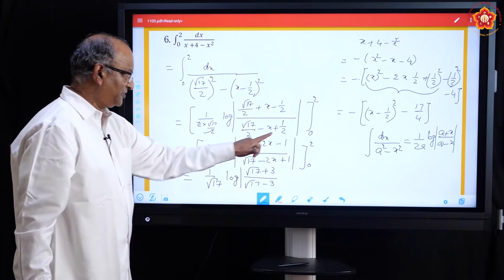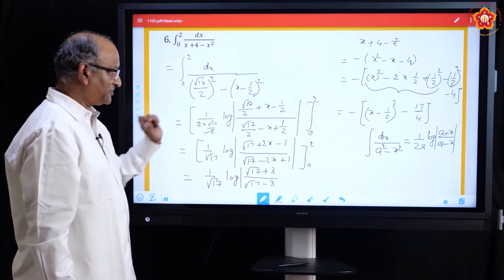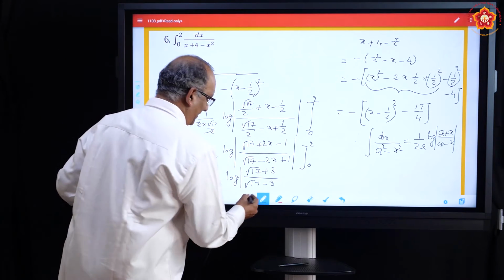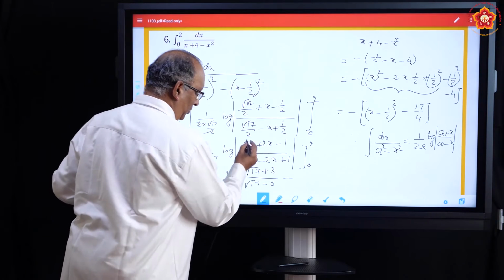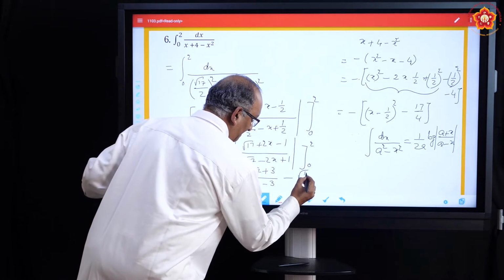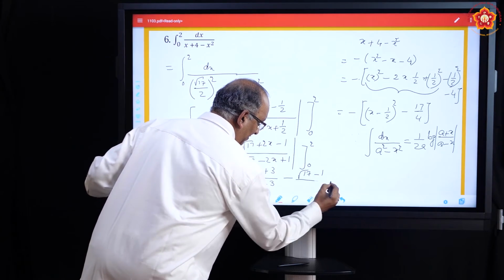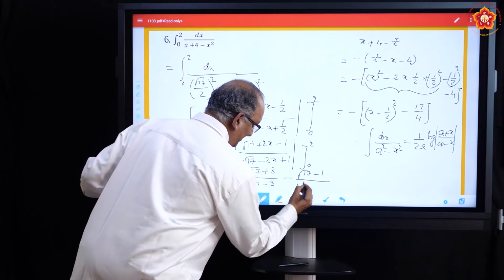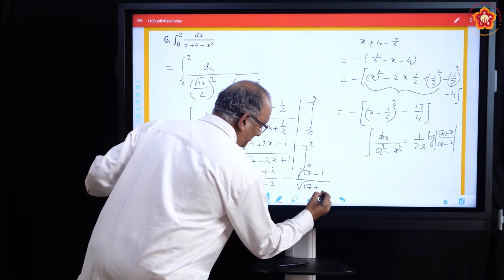Remember, we have substituted upper limit. Now you have to substitute lower limit with minus sign. So minus root 17 minus 1 upon root 17 plus 1.